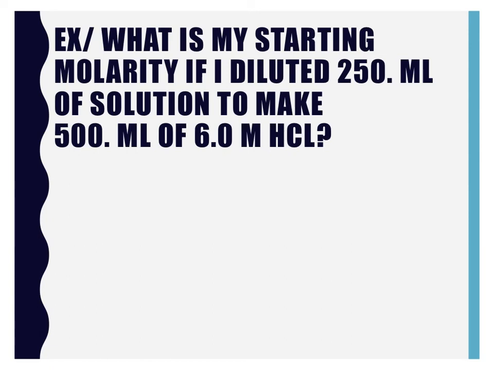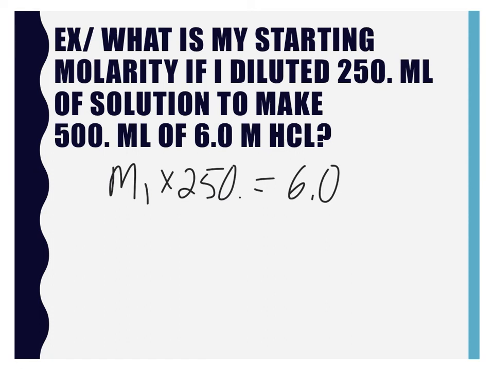So since it says starting, that means I'm looking for M1. So M1 times the amount that I'm starting with, which is 250, is equal to M2, which is 6.0, times V2, which is 500. So I'm going to put this in my calculator. Now you can notice on here I doubled the amount of solution, so that must mean it was originally twice as strong. So I'm going to take 6 times 500 and then divide it by 250, and then my answer on here would be 12 molar.